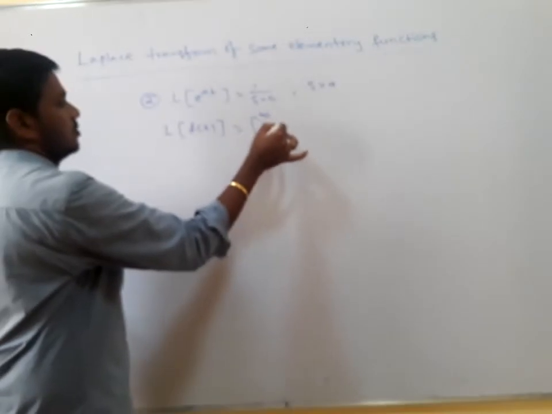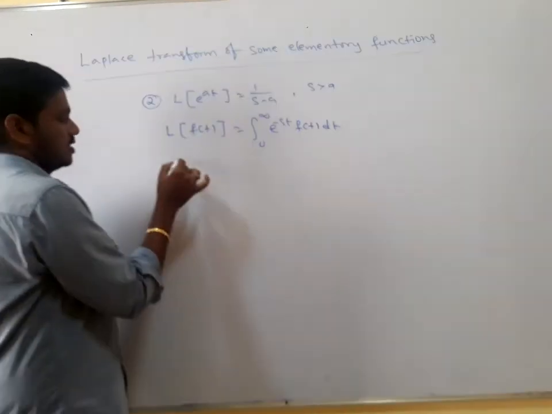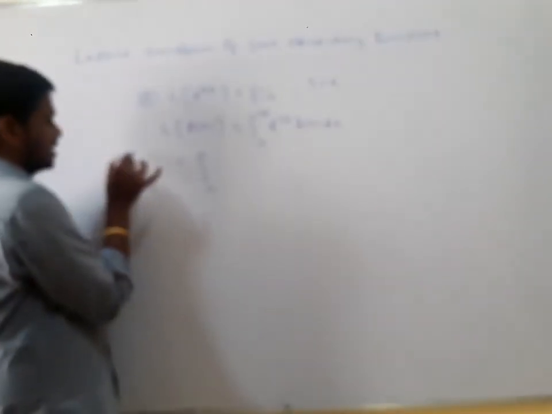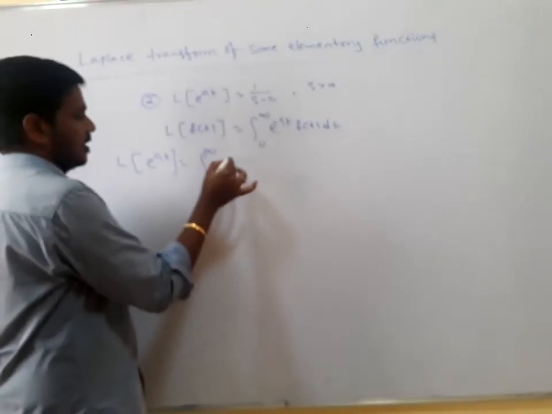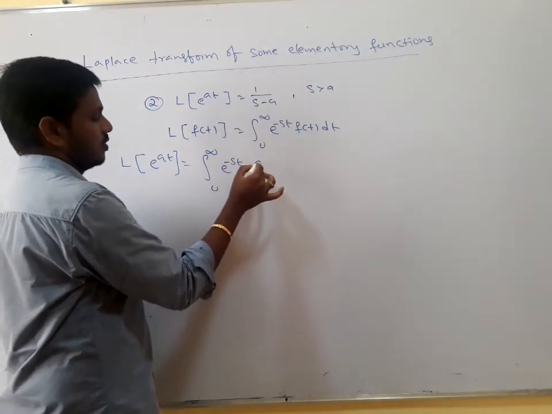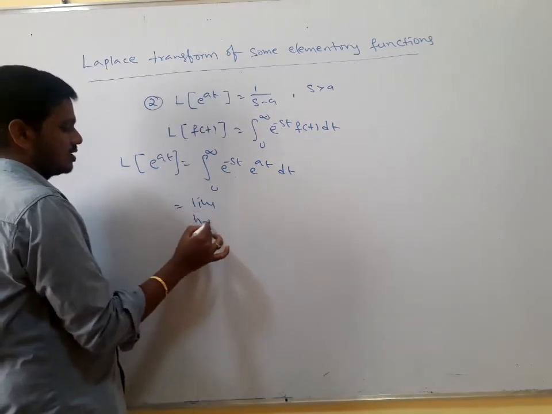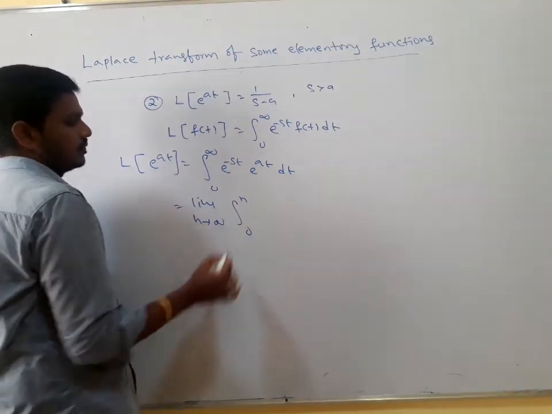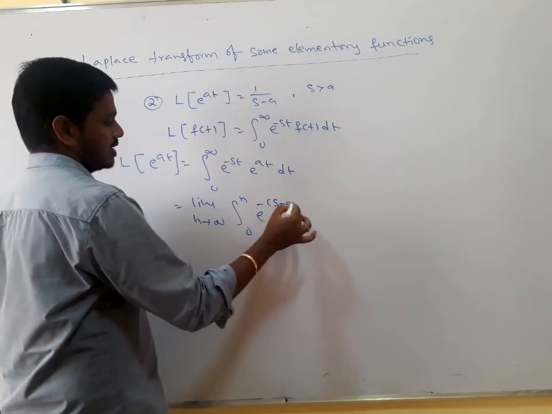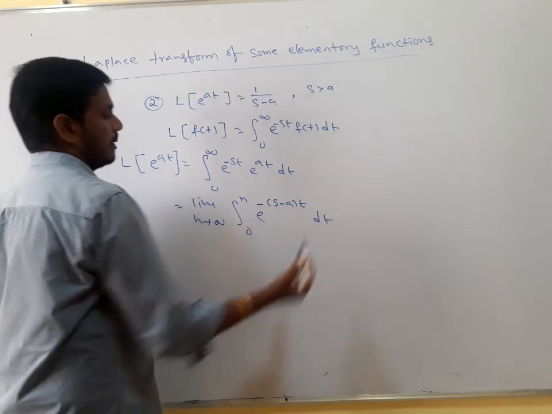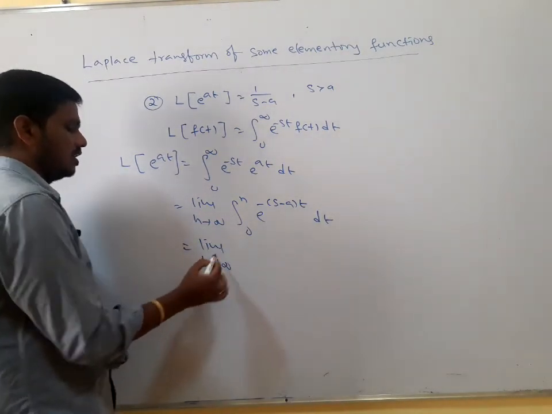integral 0 to infinity e to the power of minus st f of t dt, which is equal to integral 0 to infinity e to the power of minus st, where f of t is nothing but e to the power of at, dt. If I write limit as n tending to infinity, integral 0 to n, the bases are equal, so we add the powers. This can be written as e to the power of minus (s minus a) t dt, which is a limit as n tending to infinity.